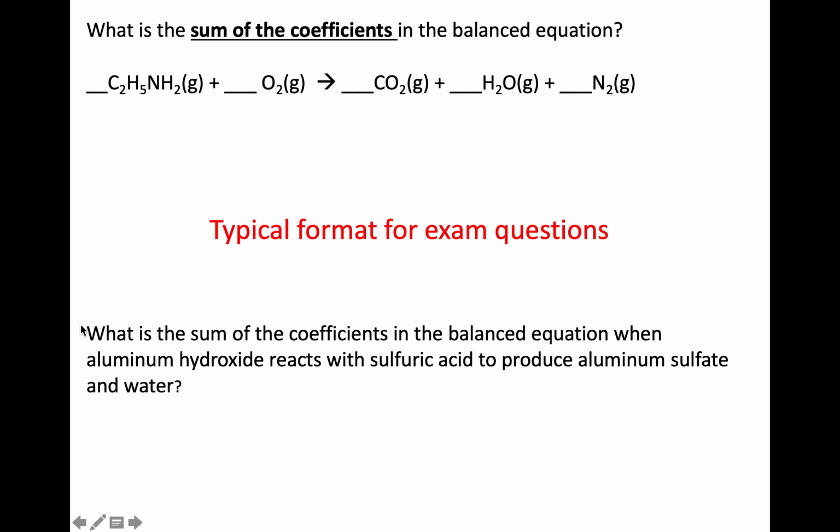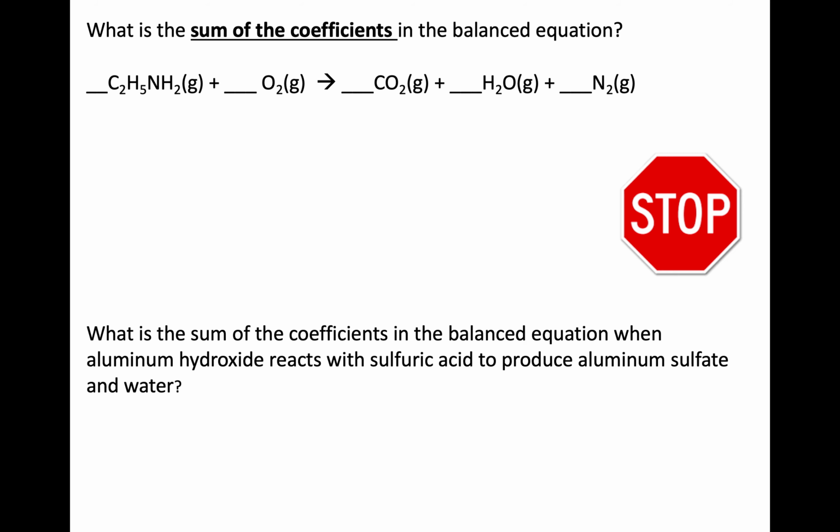This bottom one is definitely driving home the fact that you need to be able to write the formulas given the word description. What is the sum of the coefficients in the balanced equation when aluminum hydroxide reacts with sulfuric acid to produce aluminum sulfate and water? Give both of these a try. The first one is a little bit more challenging in terms of being able to determine the correct coefficients, and the second one is challenging because you need to begin by knowing the formulas for the different reactants and products.